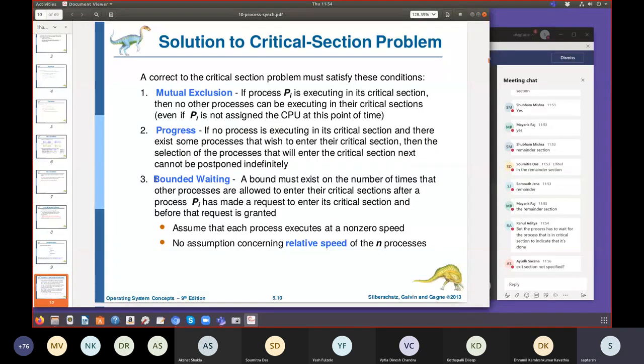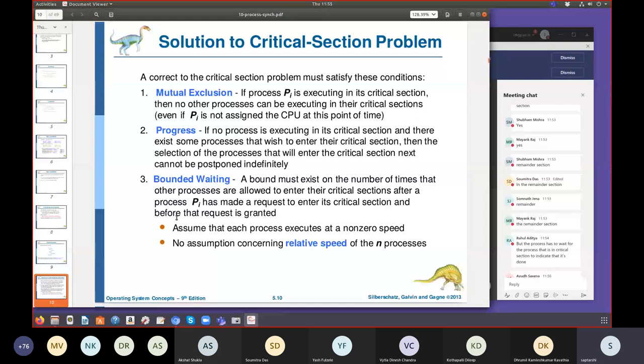The next requirement is bounded waiting. A bound must exist on the number of times that other processes are allowed to enter their critical section after a particular process has made a request to enter its critical section and before the request is granted. Suppose a process Pi has made a request to enter its critical section and it is currently waiting. So it should not be made to wait indefinitely or unboundedly.